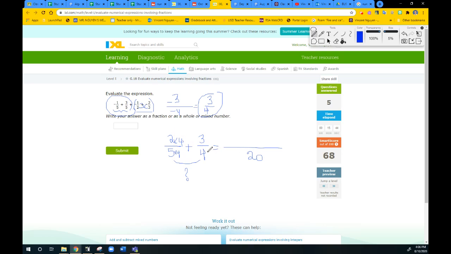4 goes into 20 5 times. So I have to multiply this by 5. Okay, so now I've got to simplify this.